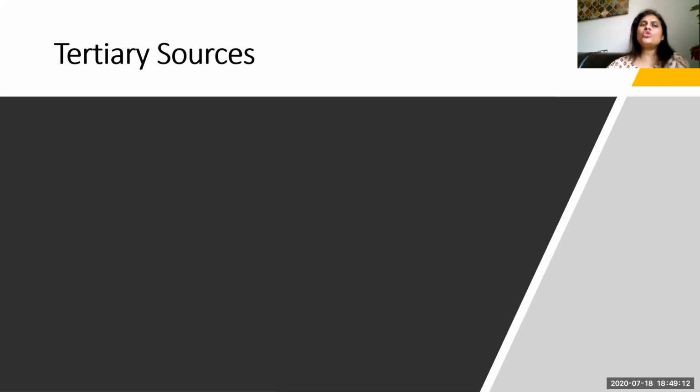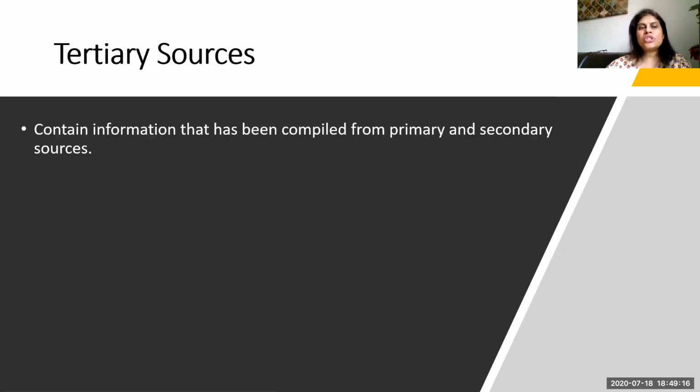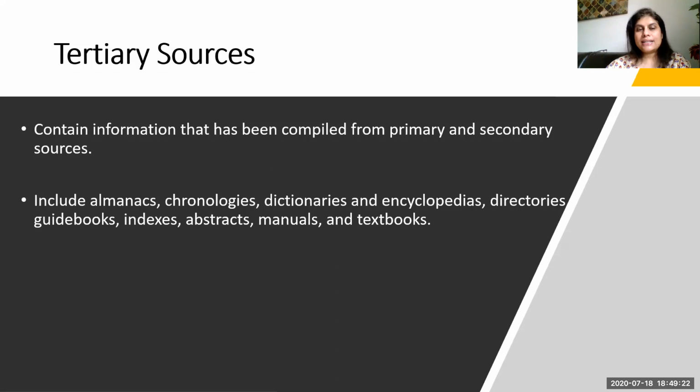Then you may also look at tertiary sources. So what are these? These are sources which contain information which has been compiled from primary as well as secondary sources. And the examples could include chronologies, dictionaries, encyclopedias, directories, guidebooks, indexes, abstracts, manuals, and textbooks.